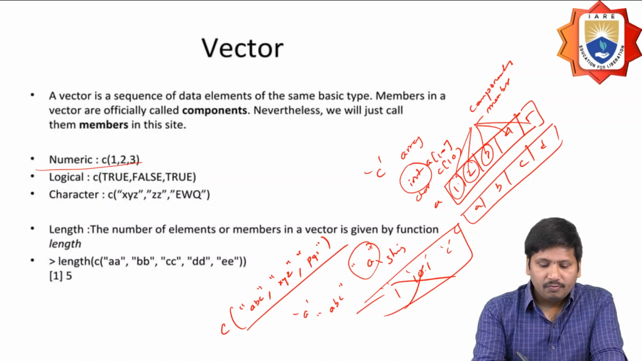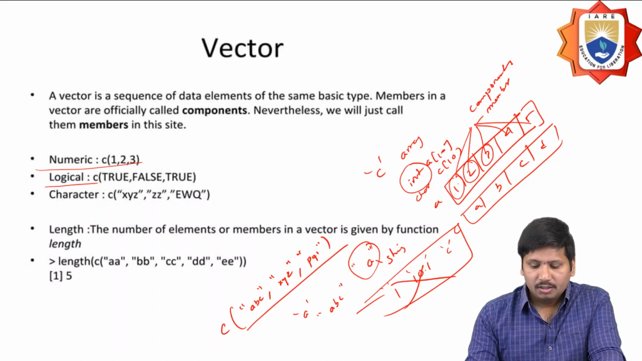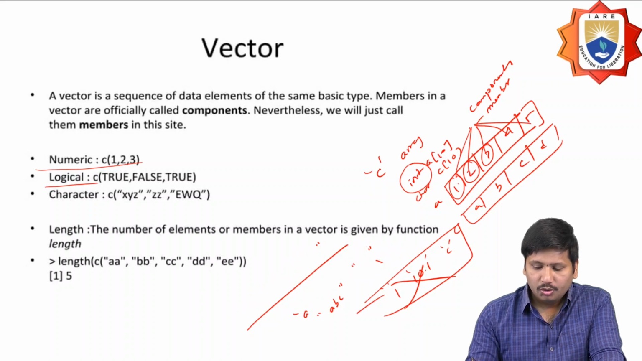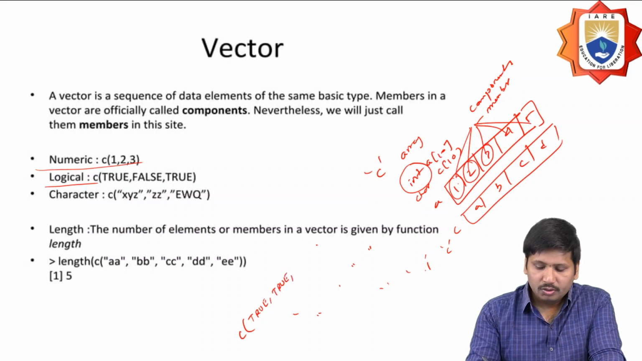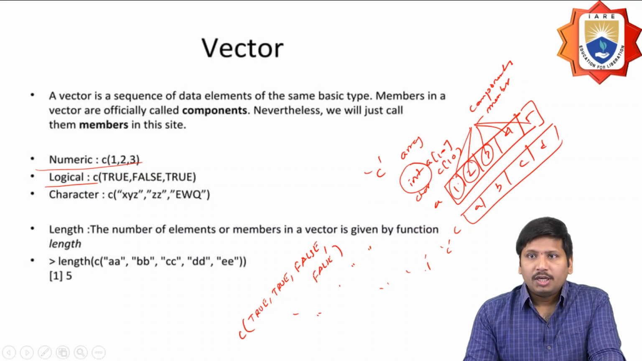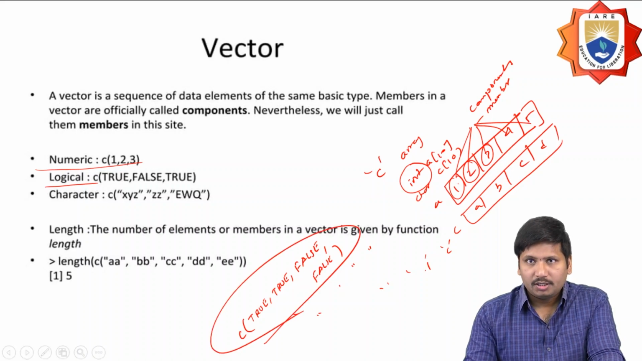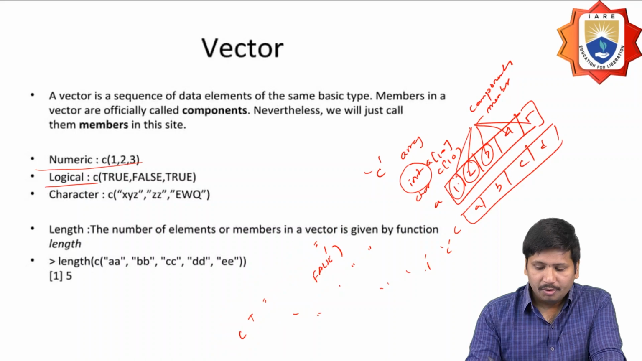Similarly, how do I create a logical vector? Logical values can only be either true or false. If I create a vector of values, suppose the first value is true, the second value is also true, the next one is false, and another value is also false. Like this I can create a logical vector in R programming.